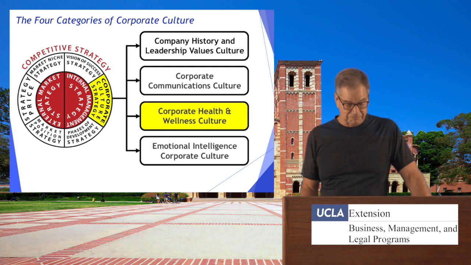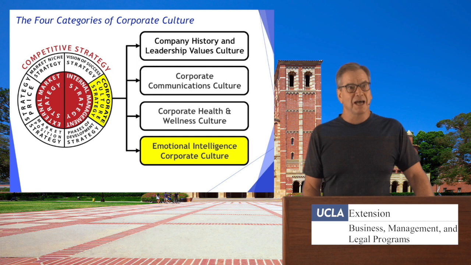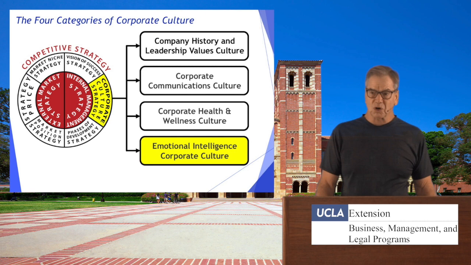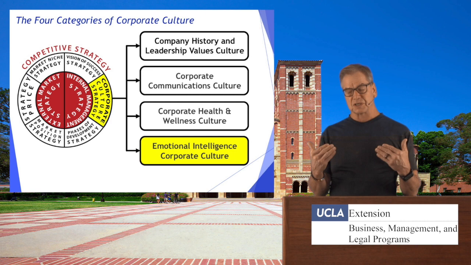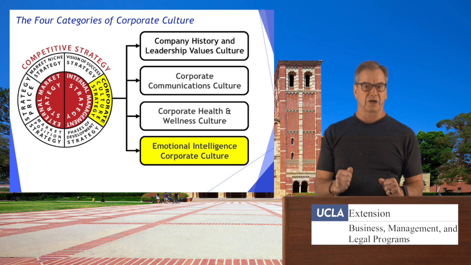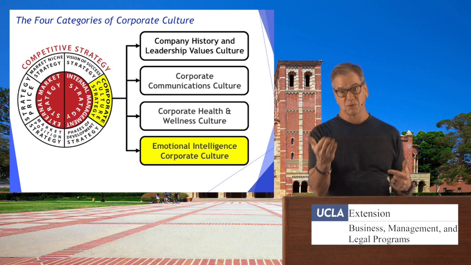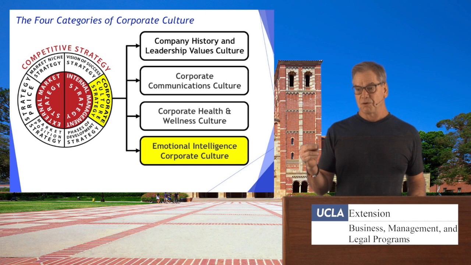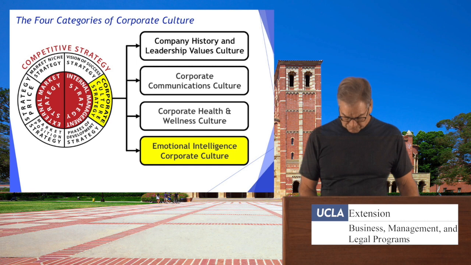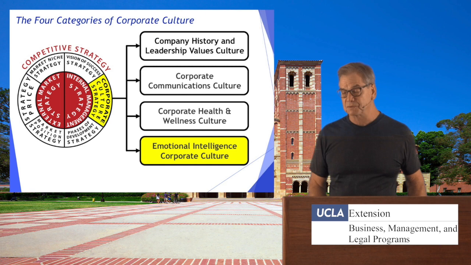The next category of corporate culture is emotional intelligence corporate culture. Again, this is a category of culture that's just emerged in the last 10 years. Emotional intelligence in essence is how well we perceive ourselves, how well we project ourselves to others, how well we interact with others, how well we make decisions that deal with the emotions of ourselves and the emotions of others, and how well we manage stress. Now, I said that from the standpoint of an individual practicing emotional intelligence. The better we are at that, the happier we are, and the more likely we are to achieve success.